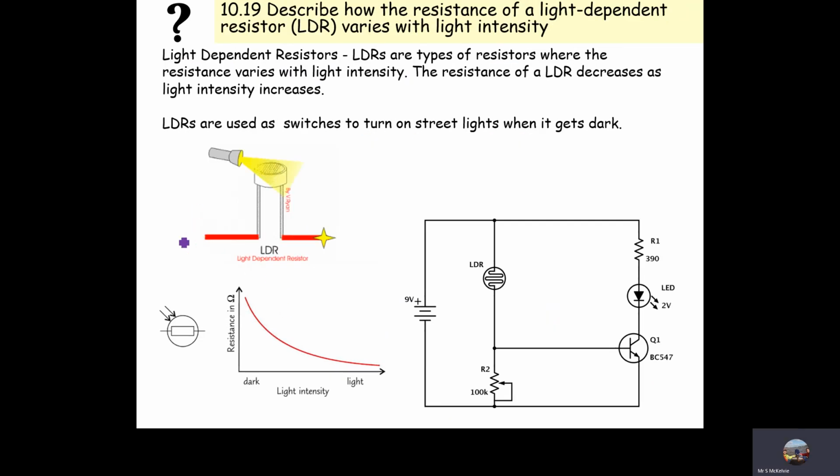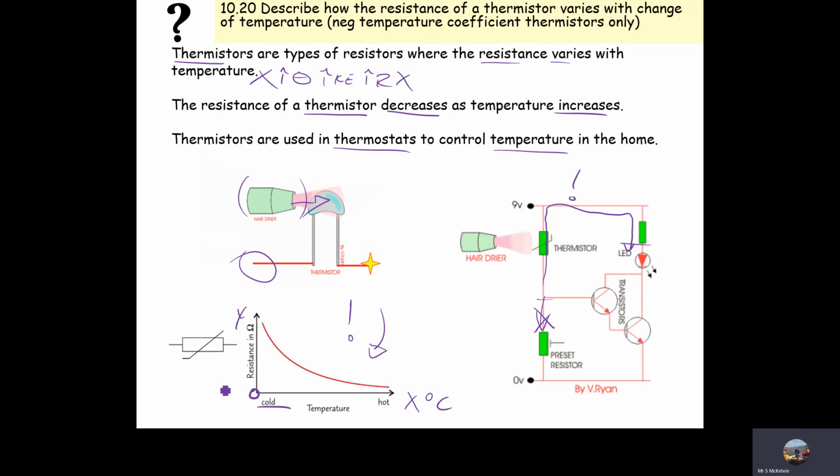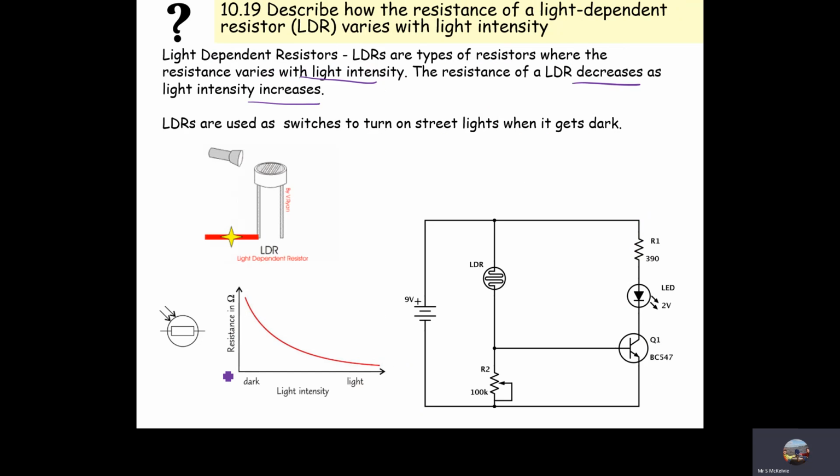Now, I mentioned diodes, LEDs. That is not to be confused with light-dependent resistors. LDRs are types of resistors where the resistance varies with light intensity. The resistance of an LDR decreases as light intensity increases. So in the same rough shape as my thermistor, where my resistance decreases as my temperature increases, in my LDR, my resistance decreases as my light intensity increases. So when we're dark, we've got a really high resistance, and then when it's got lots of light, we've got a really low resistance. You can see that here.